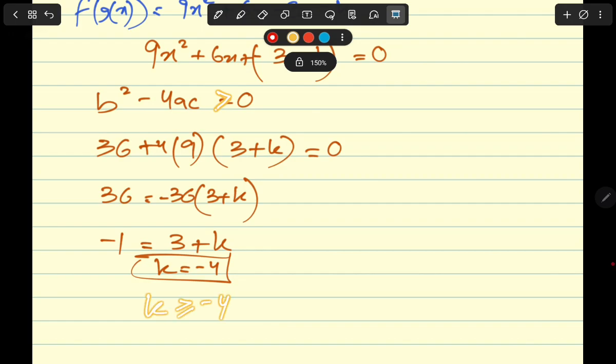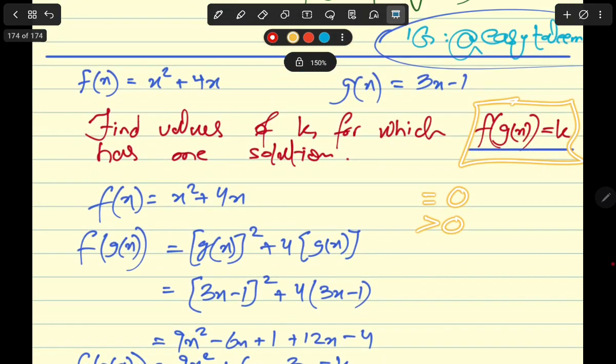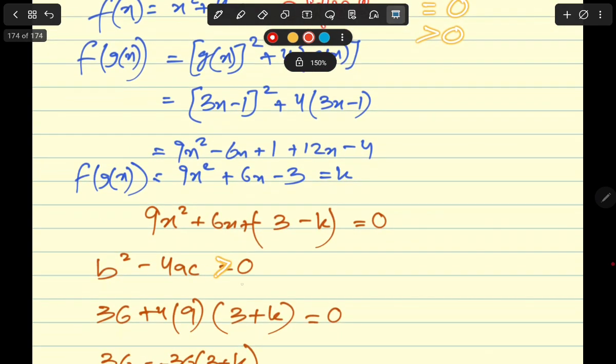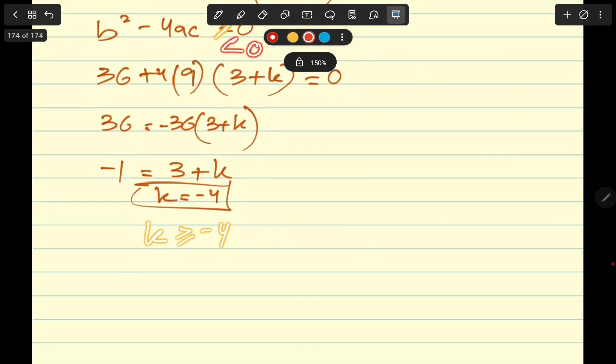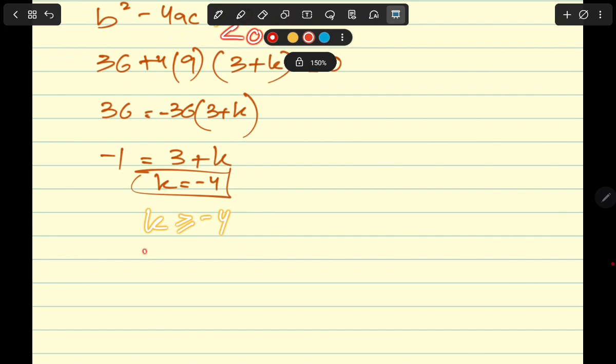However, the question did not ask us that, or if in case it asked us that it had no real solutions, then you would set up your discriminant as less than 0, and in that case, once you would have simplified it, you would have gotten your answer as k is going to be less than minus 4.